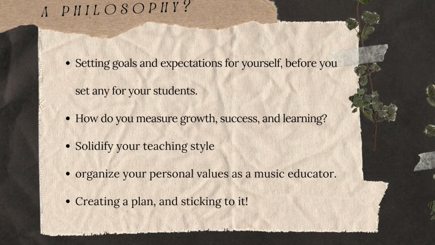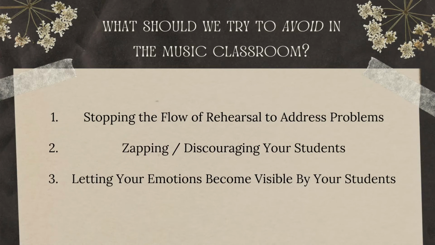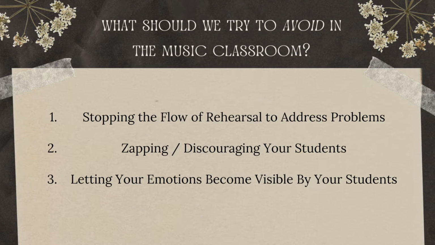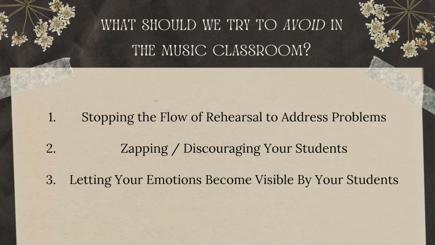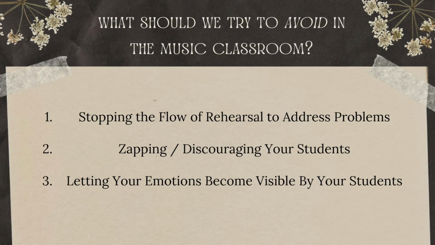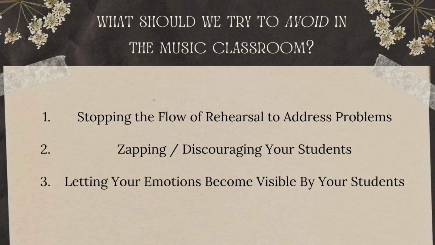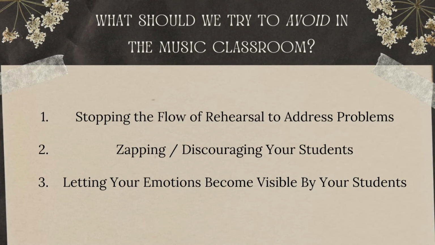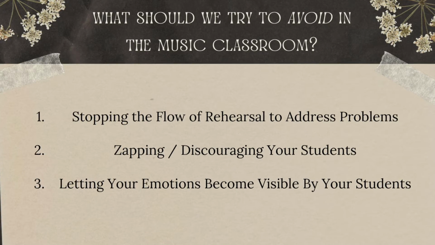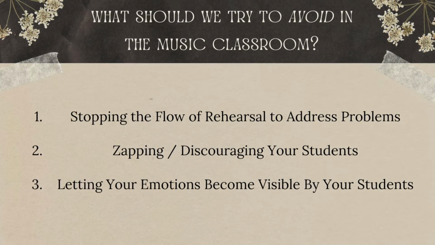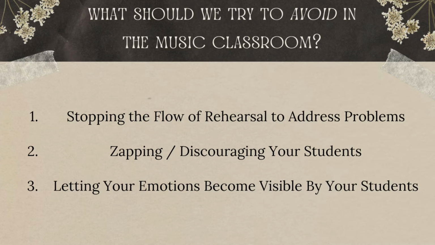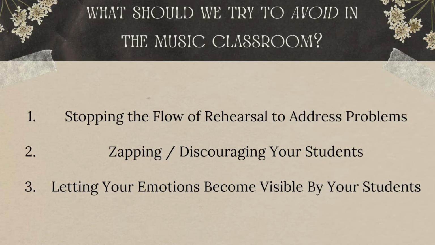So with all that being said, what should we try to avoid in the music classroom? We want to avoid stopping the flow of rehearsal to address problems, zapping or discouraging your students, and letting your emotions become visible to your students. I find this last one to be extremely important, although I did question it at first. Yes, we want to be vulnerable and open with our students, but I want to bring to your attention that whenever we let our students get a reaction out of us, it gives them the power to control our emotions for us, and therefore, they are able to figure out our triggers, or what sets us off.